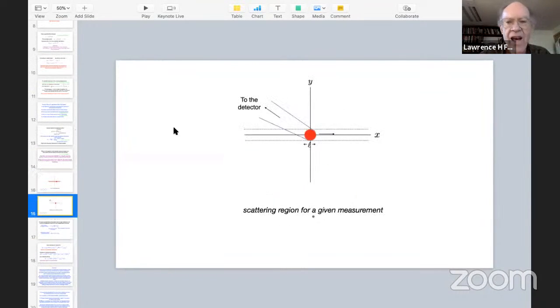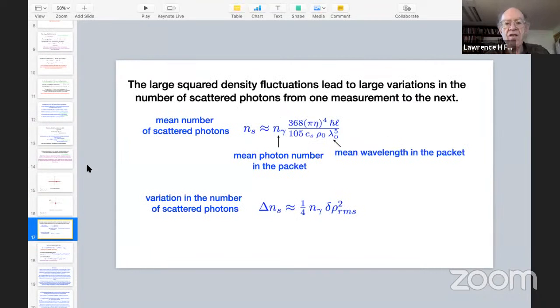So let's imagine now that it scatters off of a given region of size L, and we're going to catch the scattered photons that come from a given measurement, as shown here. The pulse is going this way, and we're going to catch some scattered light. Because we're looking at a measurement over a finite region, the density-squared fluctuations are going to lead to large variations in the number of scattered photons. So they can go up or down by a large amount.